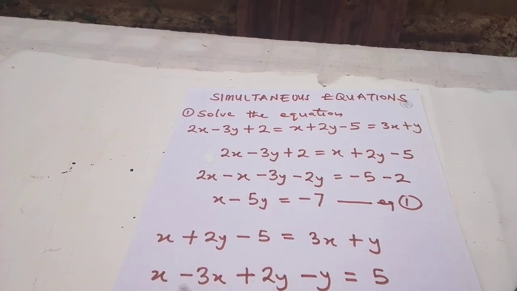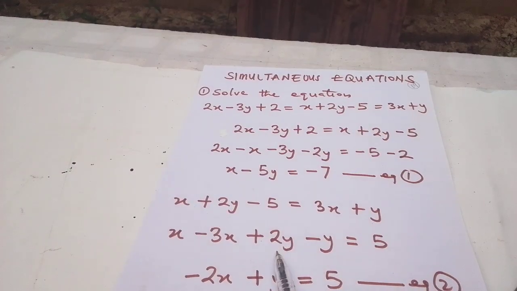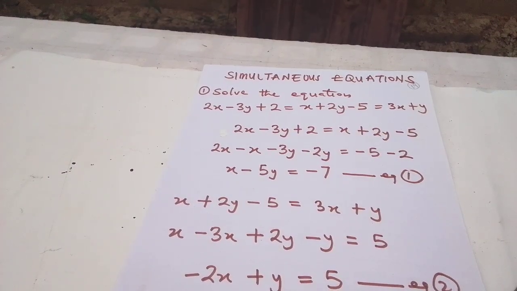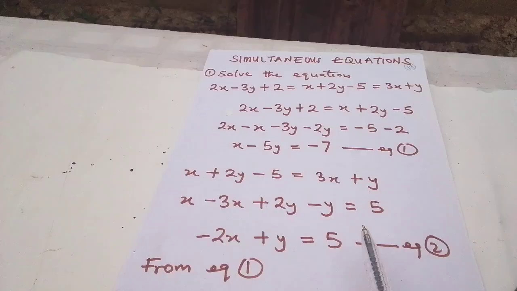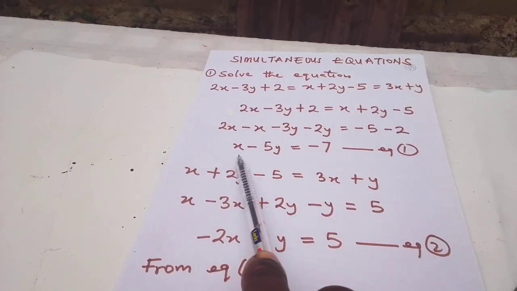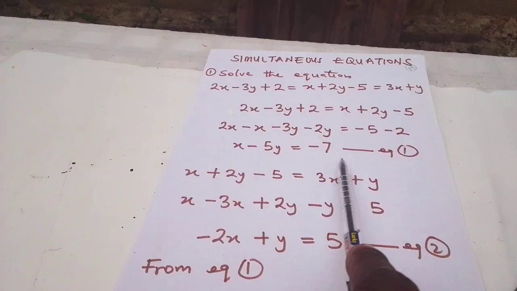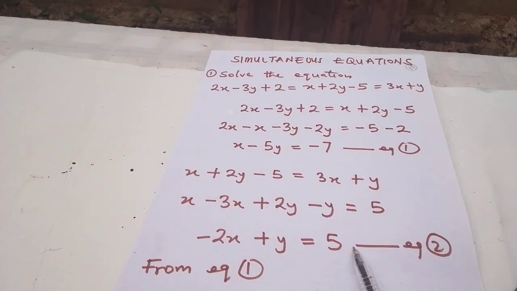So you now have x minus 3x will give us minus 2x. 2y minus y will give us y equals 5. This is our second equation. Now, from equation 1, we are going to use the substitution method. We now have two equations: x minus 5y is equal to minus 7 and minus 2x plus y is equal to 5.